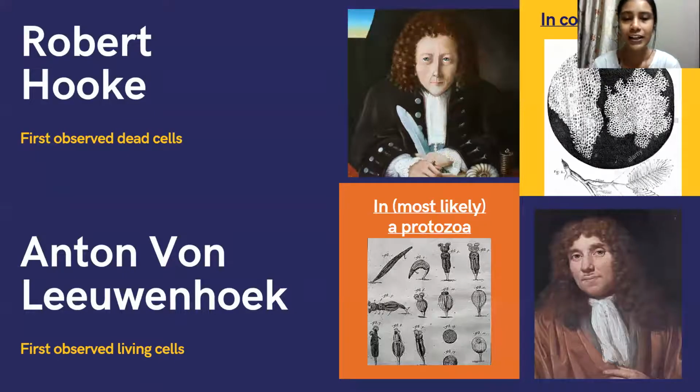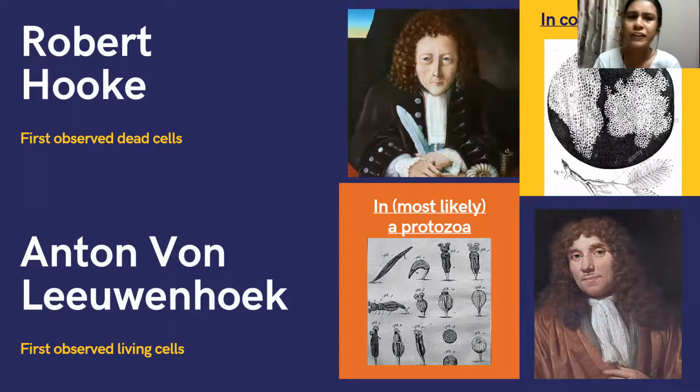Next, we come to these two gentlemen who first observed cells. Yes, you're right. Robert Hooke was the one who first observed dead cells. He saw these cork cells through his microscope, and when he saw this picture, he thought it looked like compartments of monasteries. Compartments of monasteries were known as cella, and thus the word cells was derived. So he was the one to coin the term cells. Robert Hooke first observed dead cells.